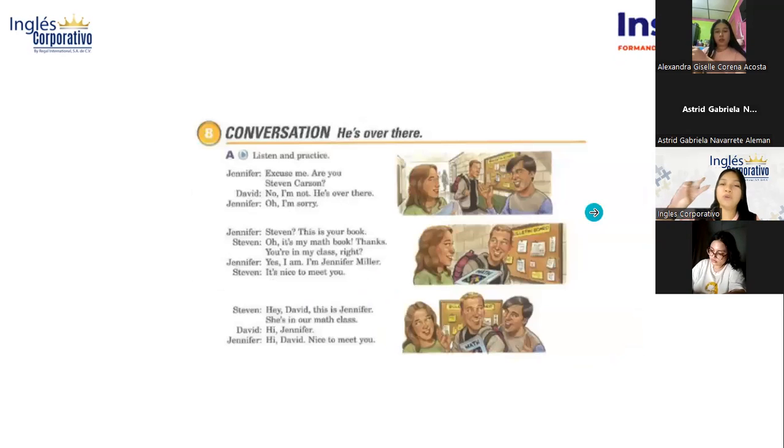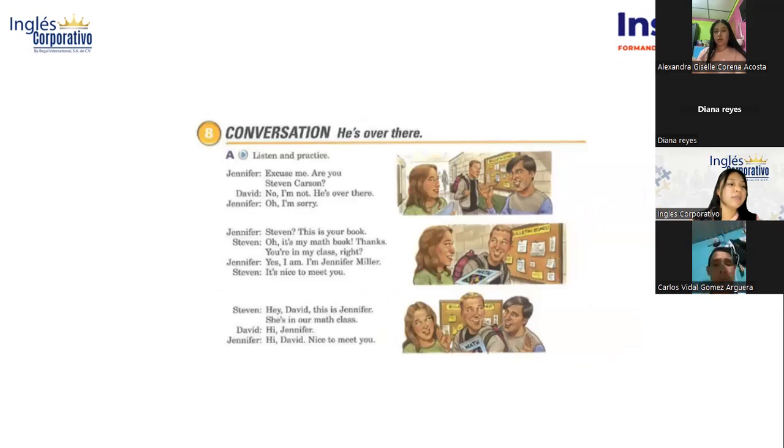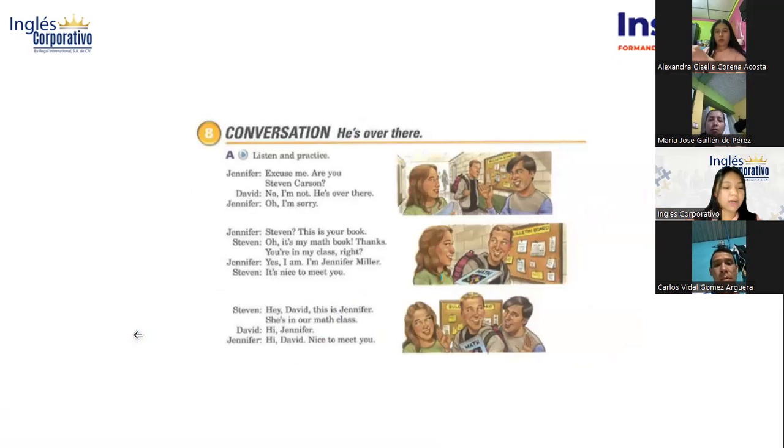I need volunteers again. One is going to be Jennifer and the other one is going to be David. Me, teacher. Okay, thank you, Milena. And another volunteer? Me, teacher. Okay, Carlos. All right, so in this case, Carlos Vidal and Milena, I think that you were the first one. So, Milena, you are Jennifer and Carlos, you are David.